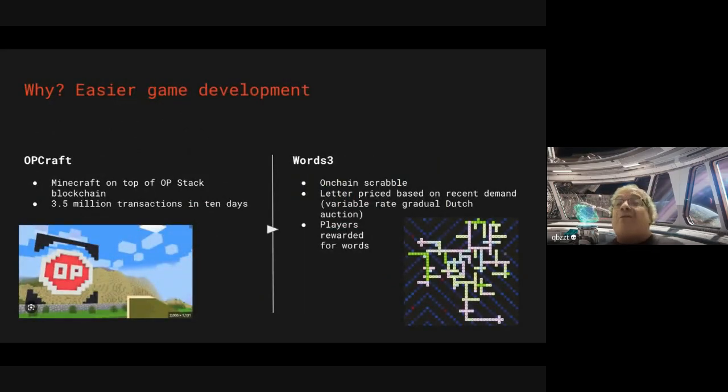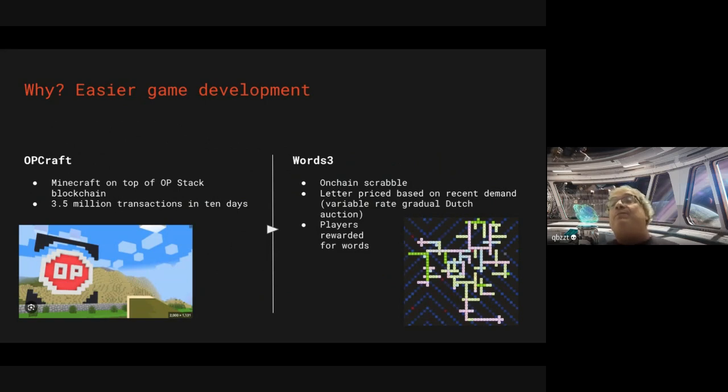In that case, why would you use MUD, especially now? Well, it helps when you want to make something complicated, like a large on-chain game. And here are a couple of examples. OPCraft was Minecraft on top of an OP Stack chain that didn't have transaction costs. And in just 10 days of running, it did 3.5 million transactions. It allowed people to walk around the 3D world, and it worked fine.